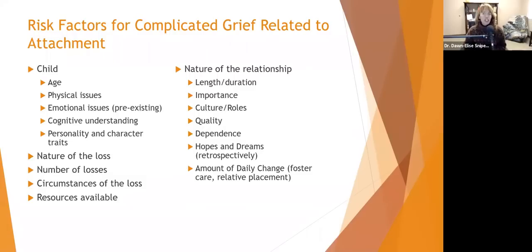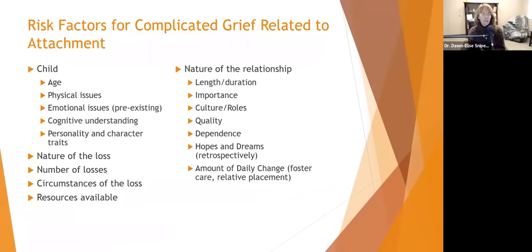The nature of the relationship of the child with the caregiver, the length and duration. If the child never knew the primary caregiver, or if there never was a relationship there, then the reaction may be a little bit different than if they had a primary attachment and then it was broken for some reason. The importance of that person in the child's life. Again, if they never form that strong attachment, then if the supposed primary caregiver goes away, the kid is going to be hurt, but it may not be as impactful in some ways.